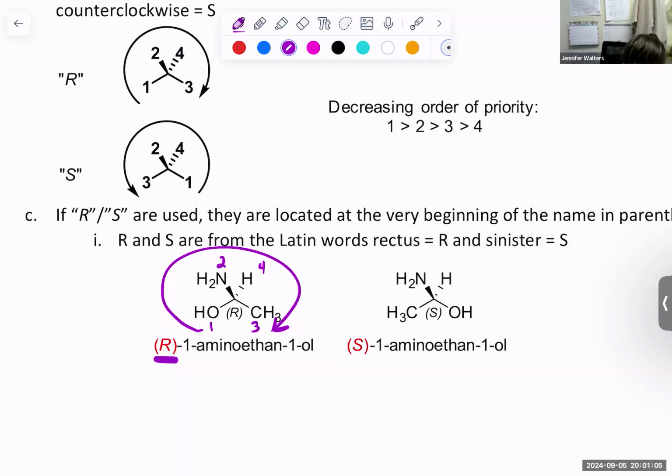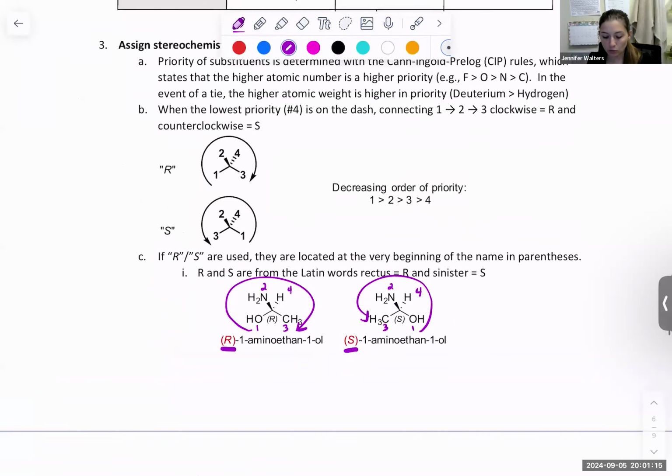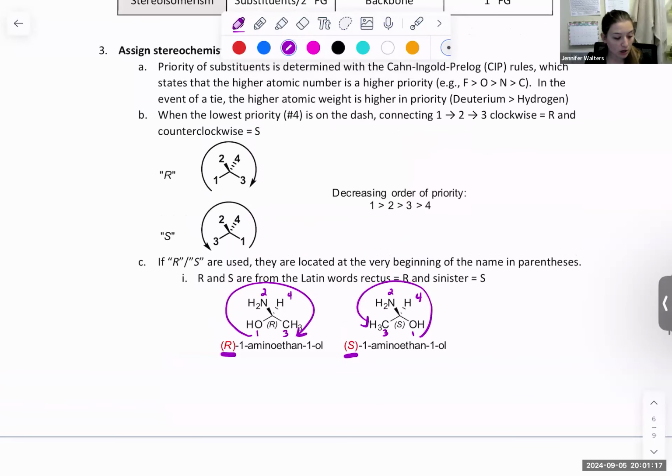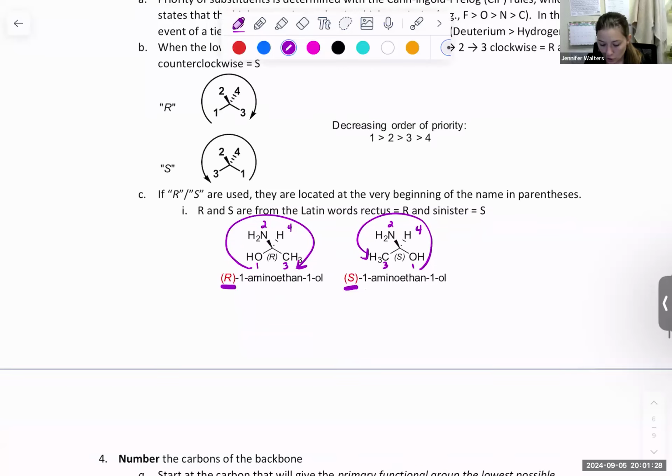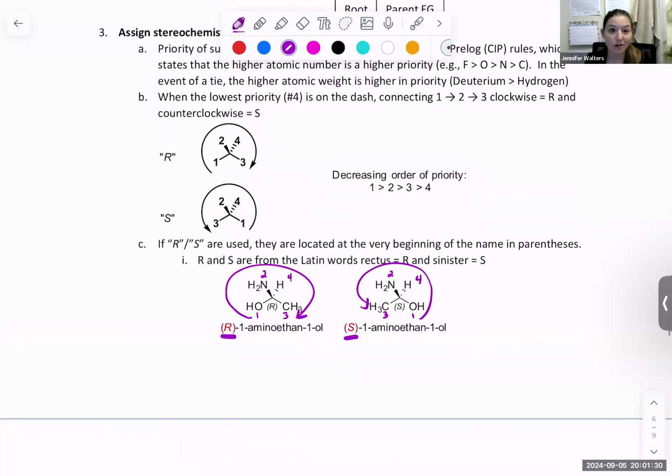When I flip these and I get 1, 2, 3, so that now when I connect 1 to 2 to 3, it is now counterclockwise, that makes it S. And that again goes all the way out front, using that same Cahn-Ingold-Prelog priority numbers. We will talk about stereochemistry a lot in a couple chapters. I think chapter 5 is when we talk about stereochemistry. So we'll talk about other strategies for assigning R and S a lot.